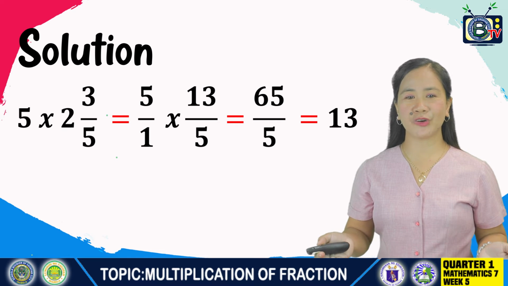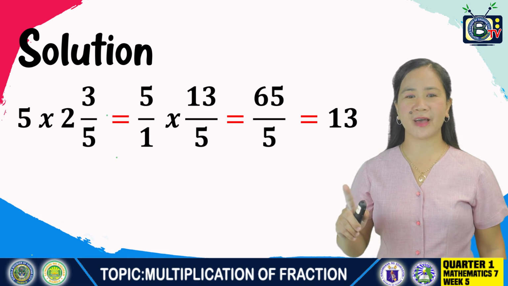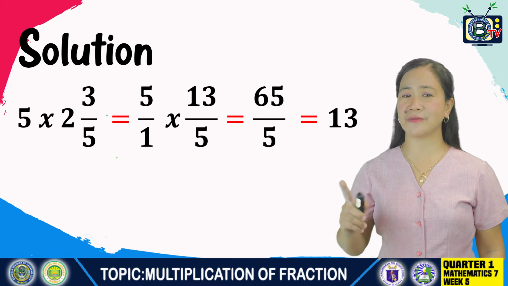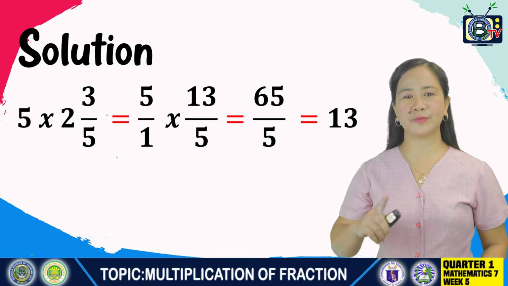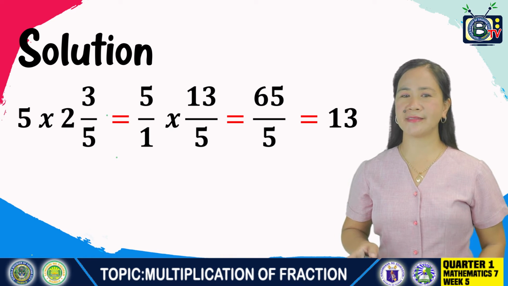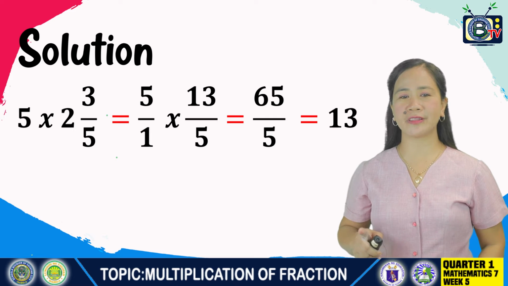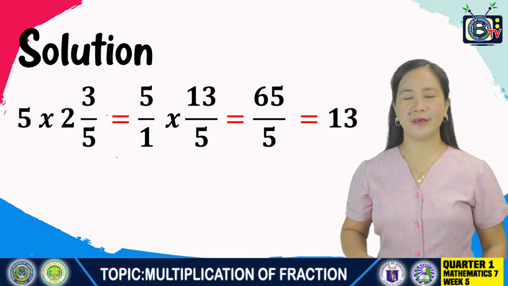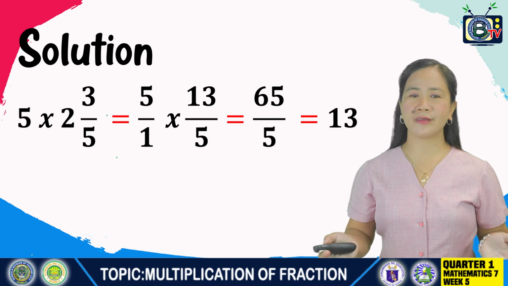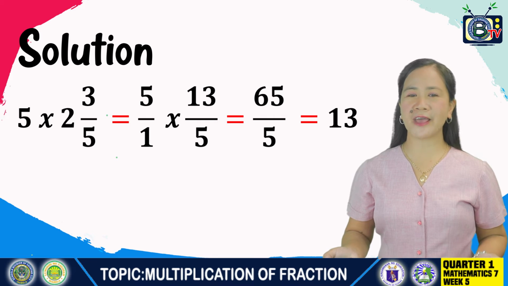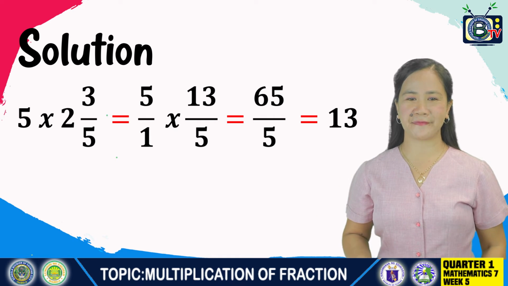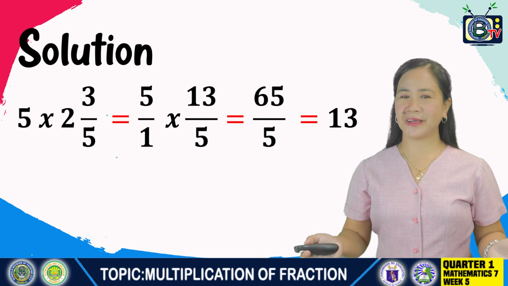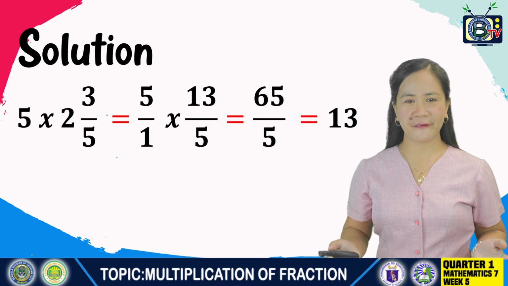So, in our solution, rename 5 as 5 over 1 times rename 2 and 3/5 as an improper fraction. So, let's multiply 2 times 5, that's 10. Add the product to the numerator, 3. So, we have 13. Then, copy the denominator, 5. So, we are now ready to multiply the numerators. 5 times 13 is 65. Over 1 times 5 is 5. So, the product is 65 over 5.